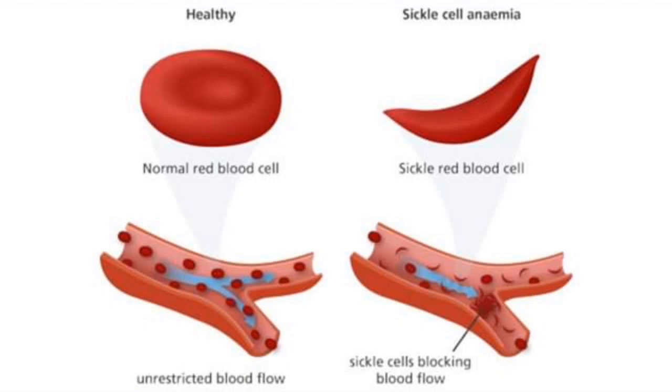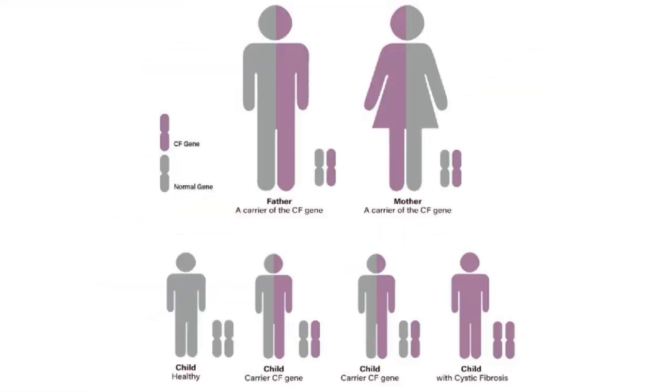Then the other example for pleiotropy is cystic fibrosis. In cystic fibrosis, the mucus is stickier and thicker than normal, and because of that problem, many other problems can be created, like lung infections, infertility, and respiratory failure. So that is the basic idea of pleiotropy.